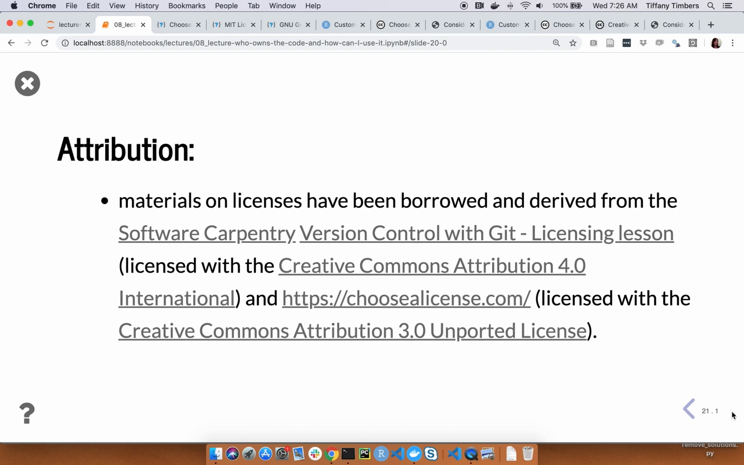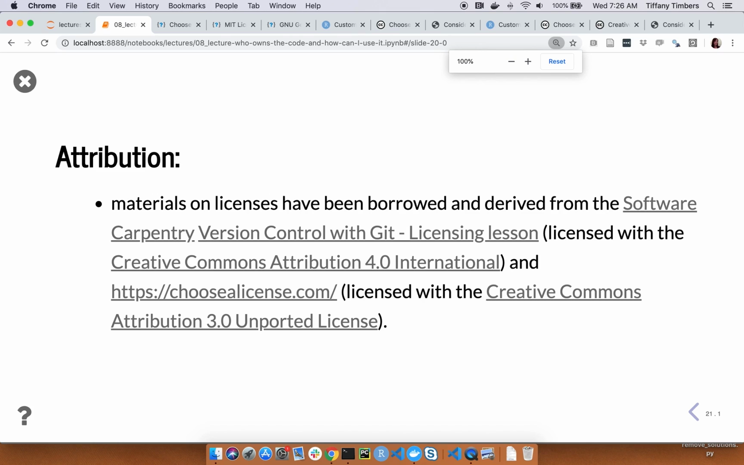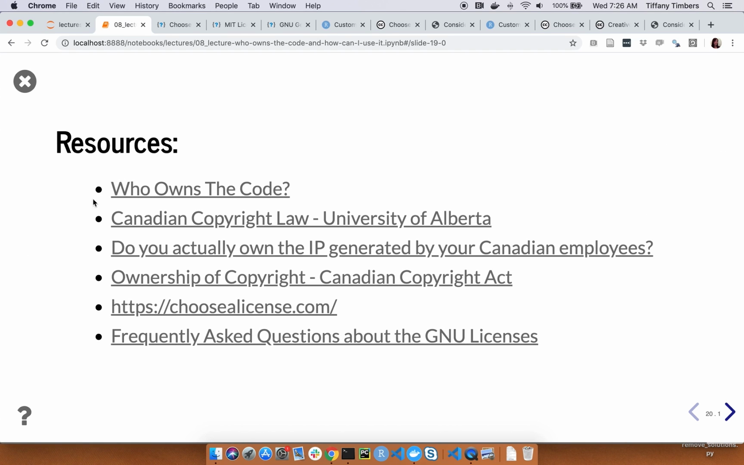And I want to provide some attribution to some of the resources that I used to build this lecture. Some of this came from Software Carpentry, some of this came from choosealicense.com, and some of the resources really inspired what I talked about today. So in particular, Who Owns the Code, and do you actually own the IP generated by your Canadian employees?